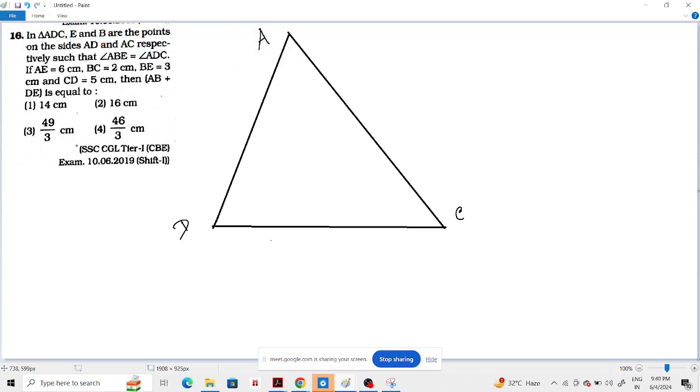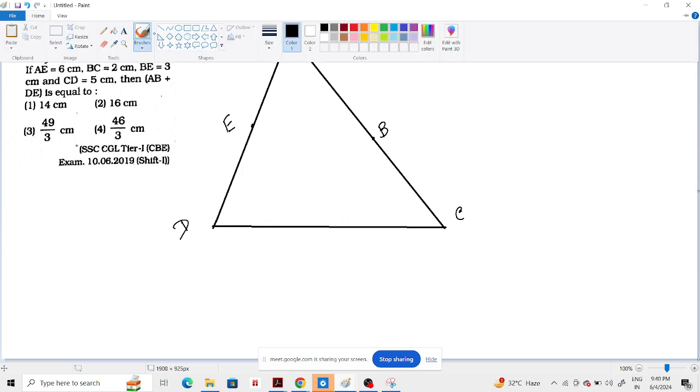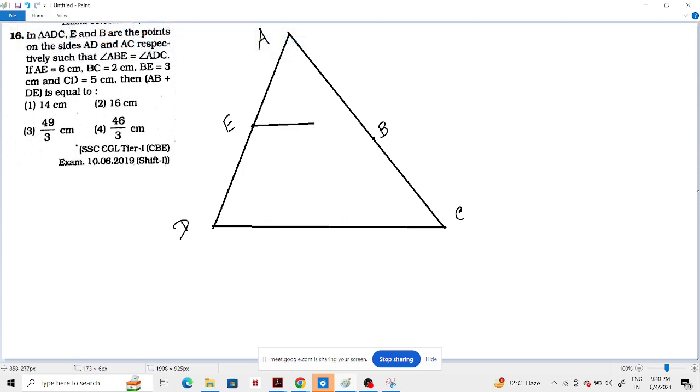Okay, so ADC is a triangle. Now E and B are the points. So here we have E. Do you hear any background noise?